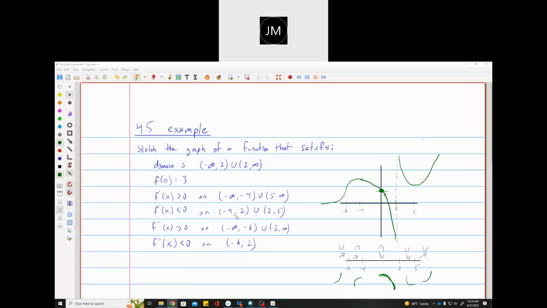So when the second derivative is positive, then the function is going to be concave up. When the second derivative is negative, it's going to be concave down. Concave up is like a cup facing up. Concave down is like a cup facing down. Okay, so I labeled those on the intervals that I had, and kind of went from there. Does that make sense?